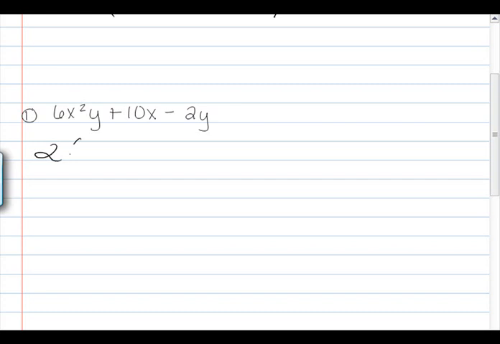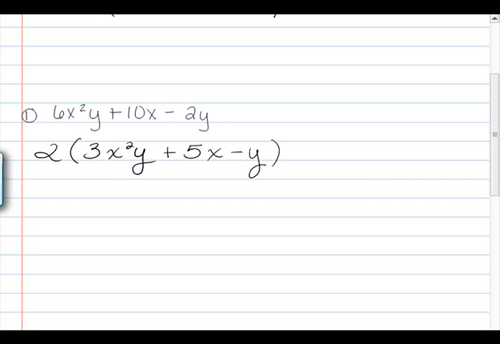Now let's see what we have left over. So we're going to do 6 divided by 2, which would give us 3. And remember, we're not messing with our variables since there was nothing in common. So that gives us 3x squared. Plus 10 divided by 2 is 5x. And 2 divided by 2 would be 1. We don't want to write that down because we still have our y, so we're just going to put a y there. Okay, and there is our first example.